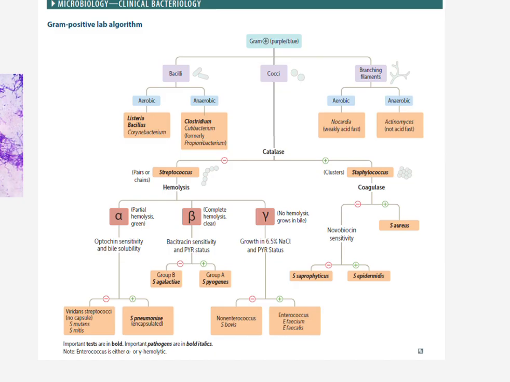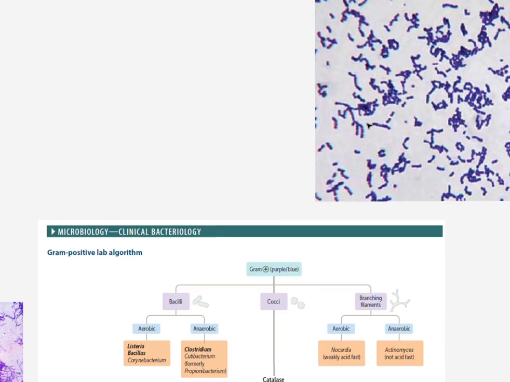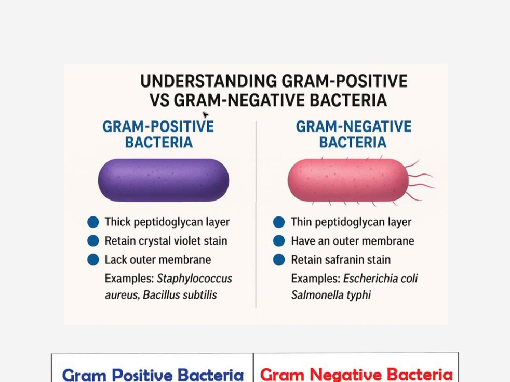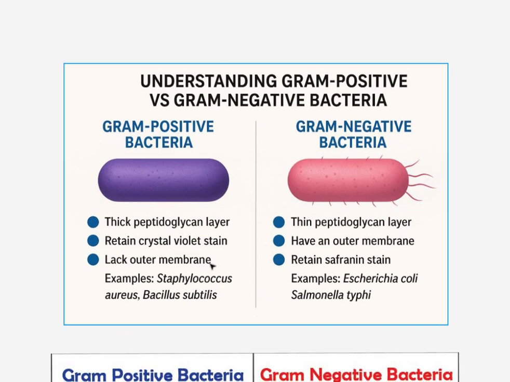How do you know something is gram positive? You know something is gram positive when it is basically purple or blue. So hey, can you see that the gram-positive bacteria is blue and gram-negative bacteria is pink? Why does this happen? Because gram-positive bacteria basically have a thick peptidoglycan wall. So this thick peptidoglycan wall basically retains the crystal violet dye, right? And that makes it purple.